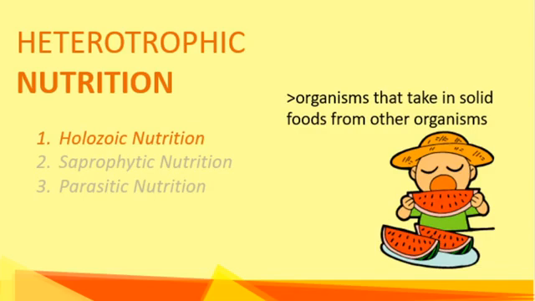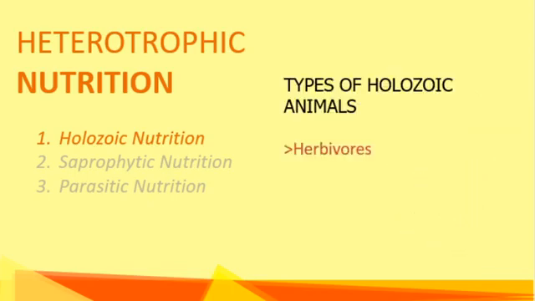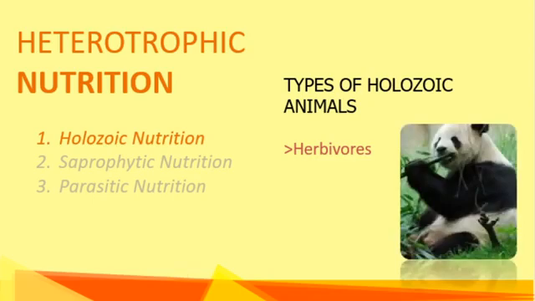From the word holo, it means whole. So these are organisms that take in solid food from other organisms. What are the different types of holozoic animals? I think you're familiar with these terms. First, we have herbivores. These are animals that only eat plants. They have wide flat teeth for grazing on grass, or they have beaks to open nuts. For example, we have the panda, the koala, and the deer.